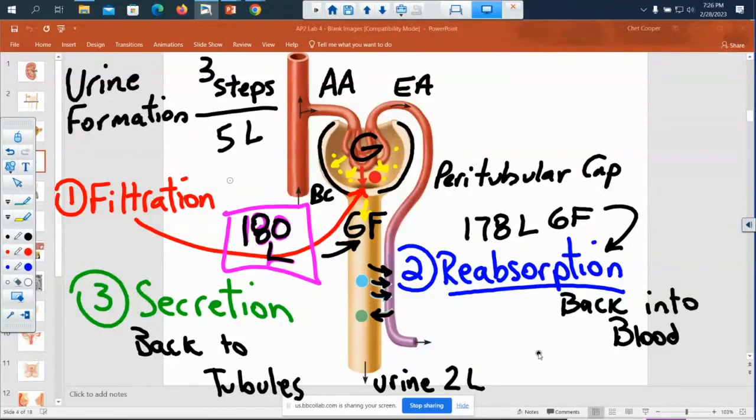How much GF is produced? 180. How much is reabsorbed? 178. There you go. And that's just to really show us how hard the kidneys work. It's crazy how hard they work. So that's our picture.